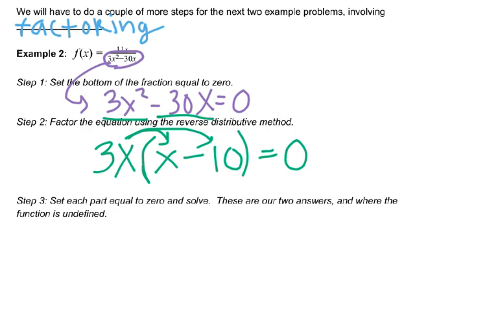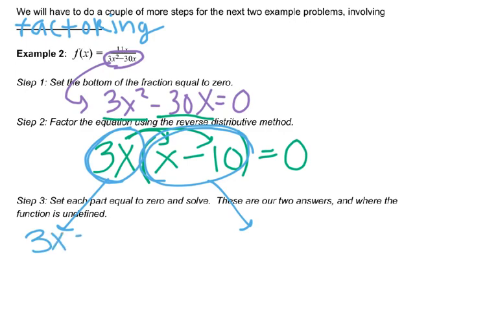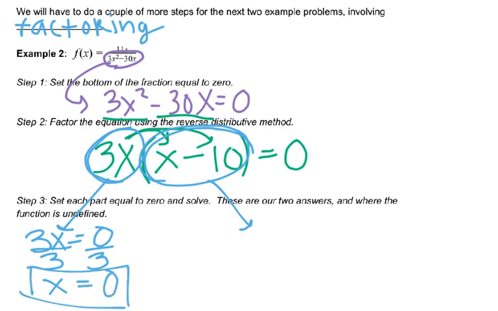Now step 3 just says set each part equal to 0 and solve. These are our two answers, where the function is undefined. So I'm going to take this part, 3x, and this part, x minus 10, and set those separately equal to 0. 3x equals 0, divide by 3, we get x equals 0. That's one of my answers. x minus 10 equals 0. Draw your line, plus 10 plus 10. Those cancel, we get x equals 10.